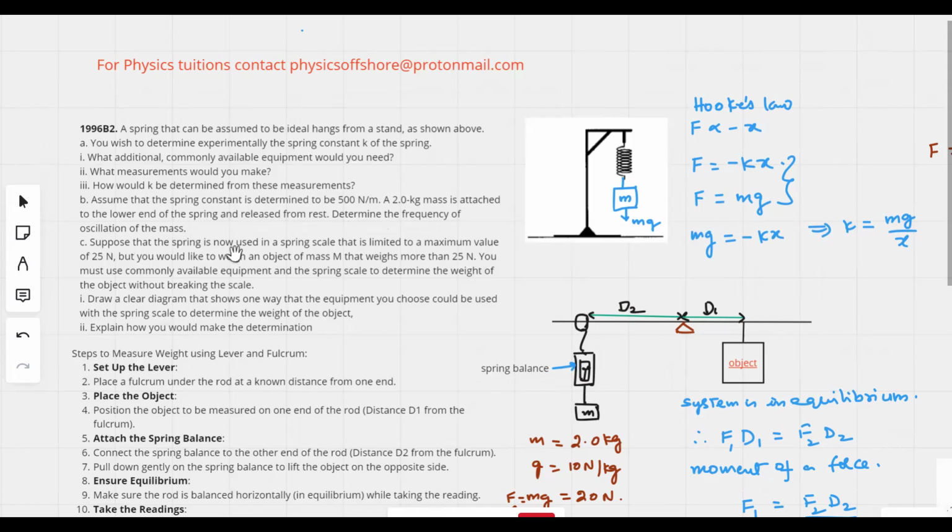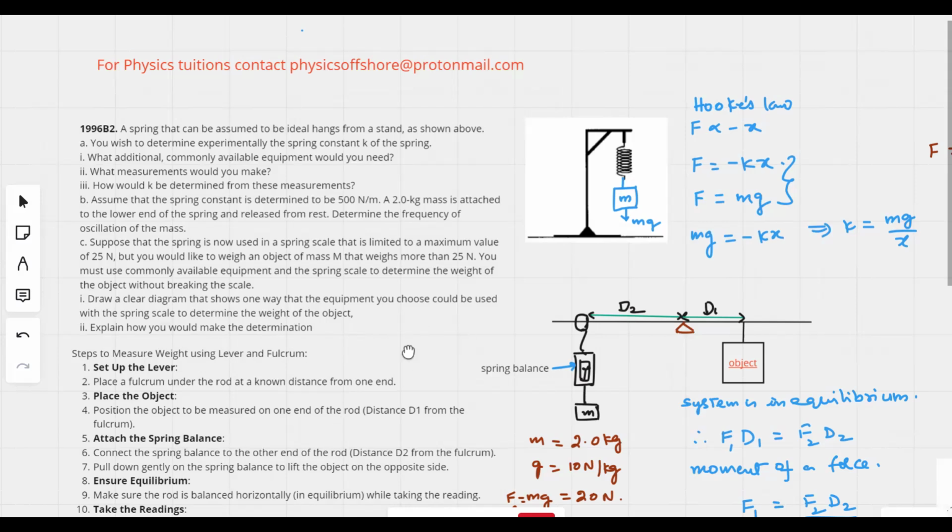Suppose that the spring is now used in a spring scale that is limited to a maximum value of 25 Newton, but you would like to weigh an object of mass m that weighs more than 25 Newton. You must use commonly available equipment and the spring scale to determine the weight of the object without breaking the scale. Draw a clear diagram that shows one way that the equipment you choose could be used with the spring scale to determine the weight of the object. Explain how you would make the determination.